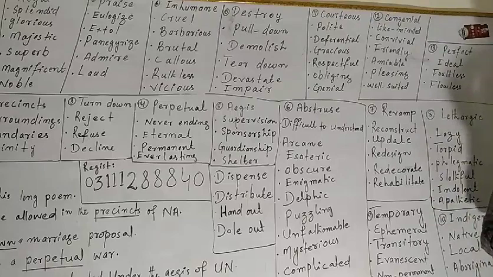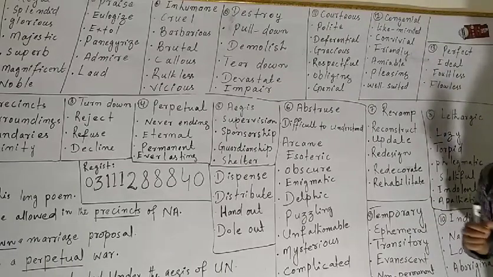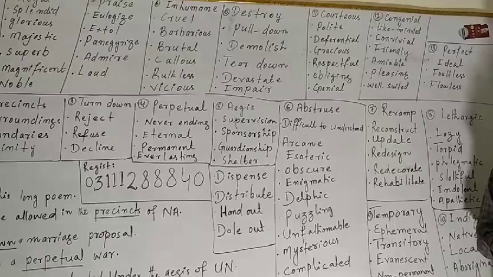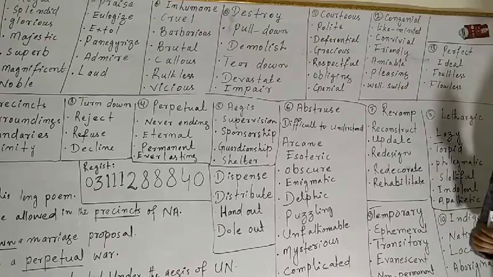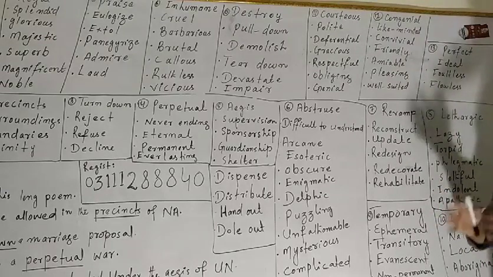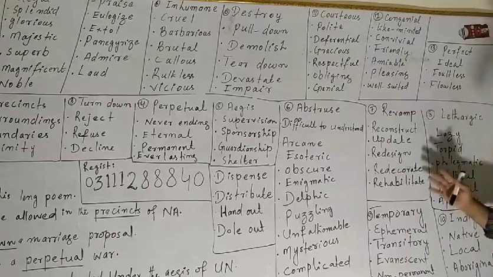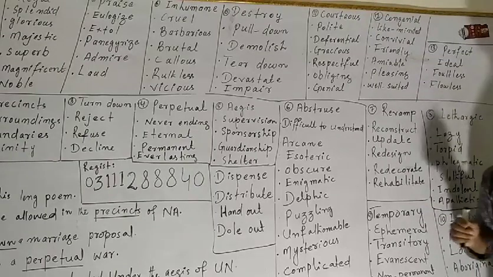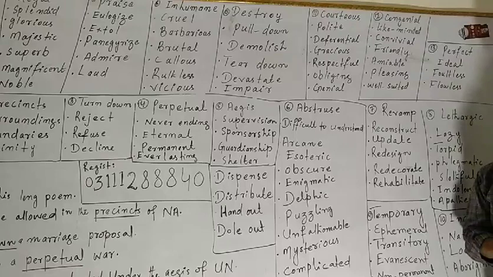Then we have the word revamp. What does it mean by revamp? It means reconstruct, update, redesign. One can say that the Higher Education Commission of Pakistan should revamp the old curriculum, syllabus. Revamp, redesign, reconstruct, re-innovate, redecorate, rehabilitate. Then the word temporary, something which is not permanent, something which is for a short time. We can say temporary, ephemeral, transitory, evanescent, non-permanent.